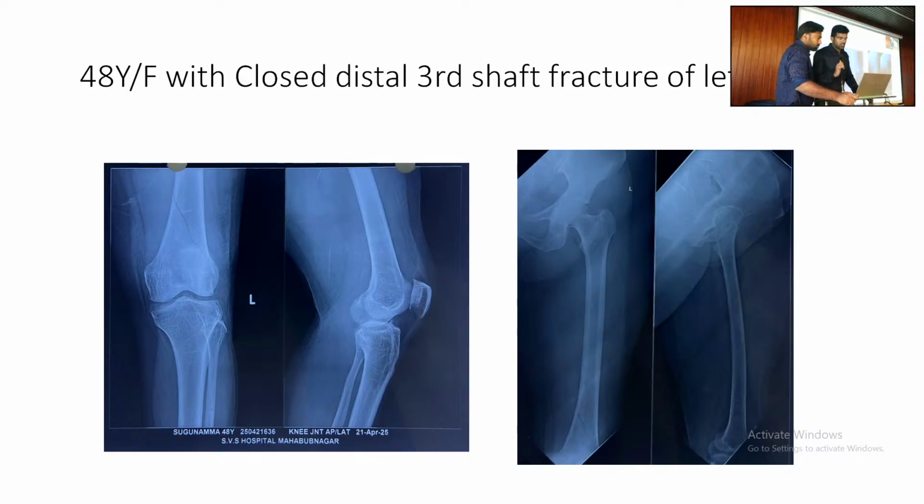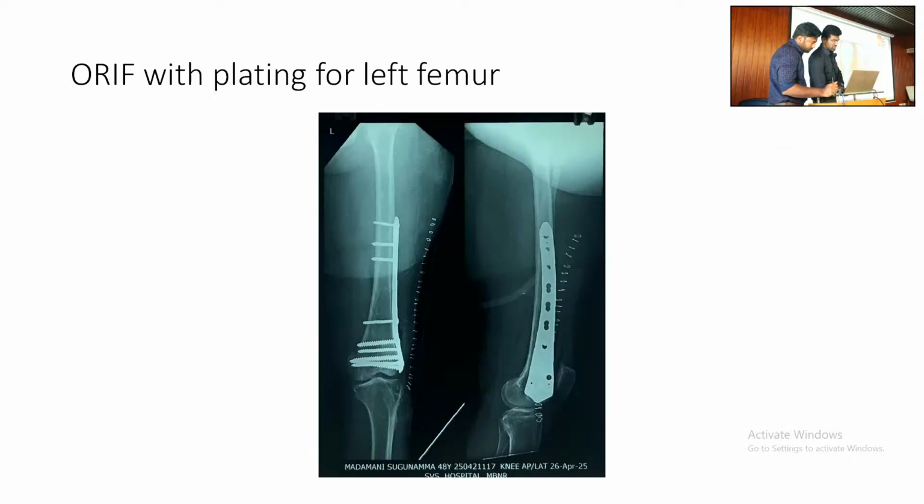Okay, next. 48 years female with closed distal third fracture of left femur, sir. It is undisplaced fracture, sir. And we have done open reduction internal fixation with plating for left femur, sir.